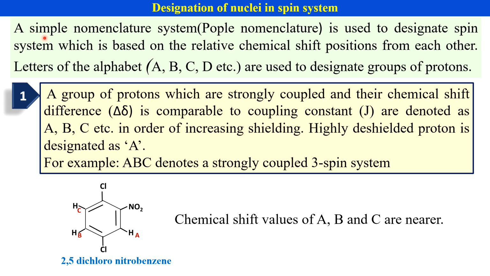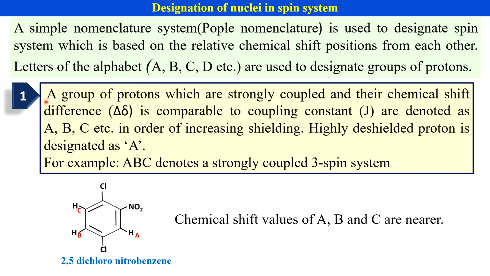A simple nomenclature system, that is Pople nomenclature, is used to designate spin system which is based on a relative chemical shift position from each other. Letters of alphabet, that is A, B, C, D, etc. are used to designate groups of protons. Let us study some rules.